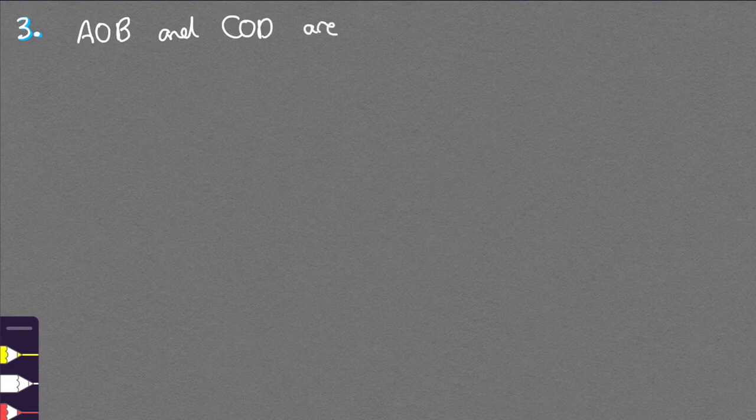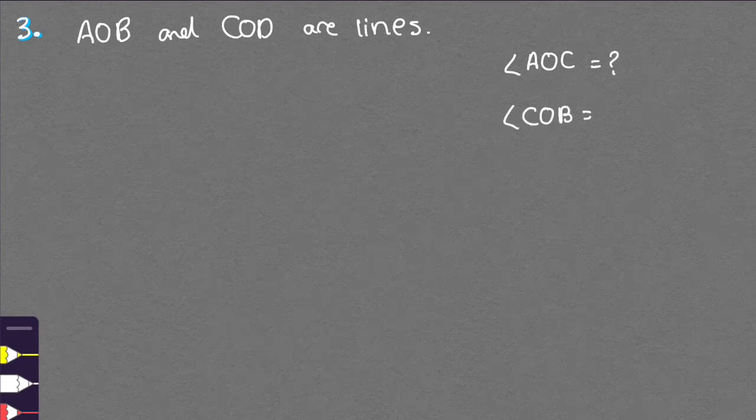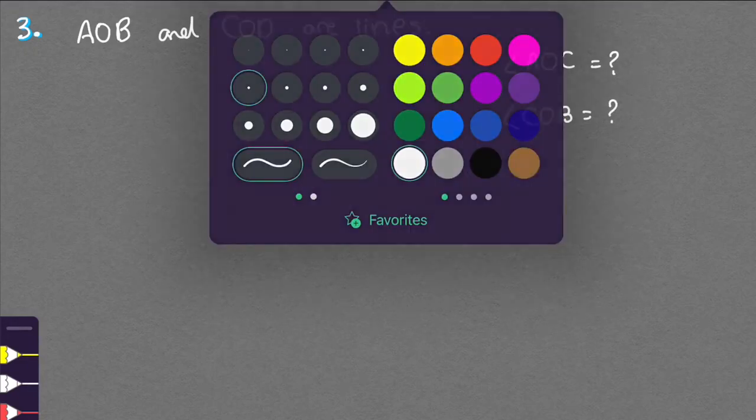Number 3. AOB and COD are lines. As I told you, you have to pay attention to the question. The question is always giving you a hint and asking for the measurement of AOC and COB. I have to draw it for you so you understand it.